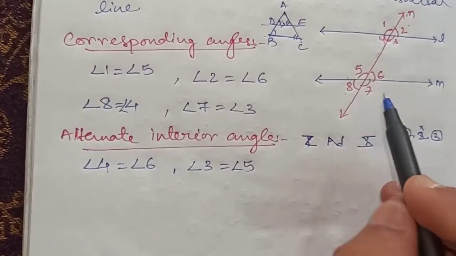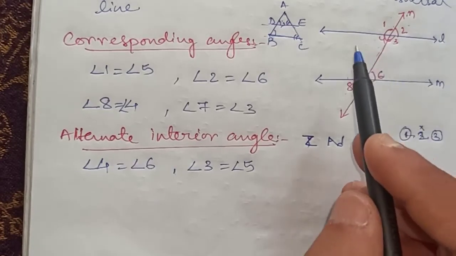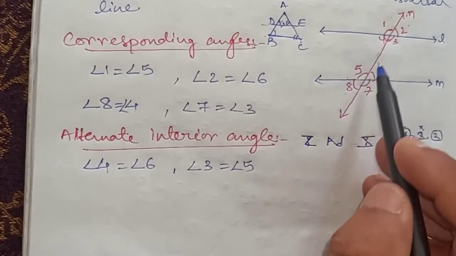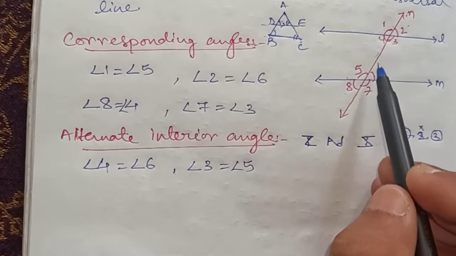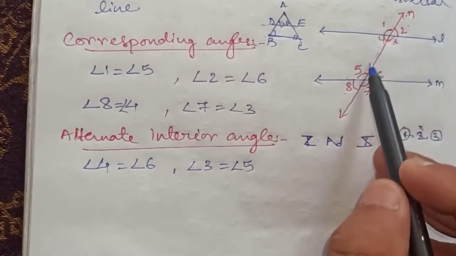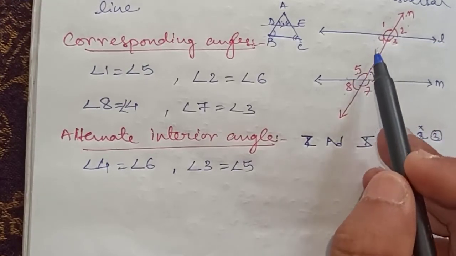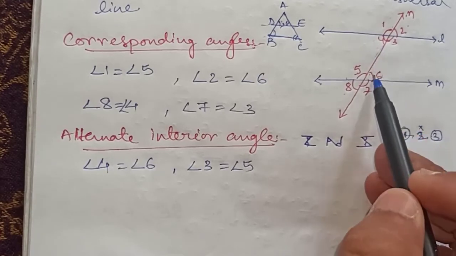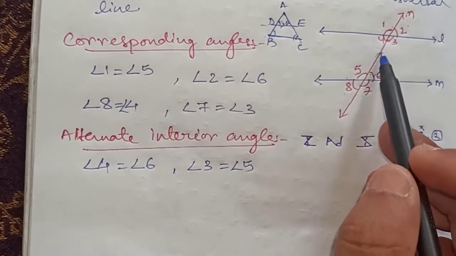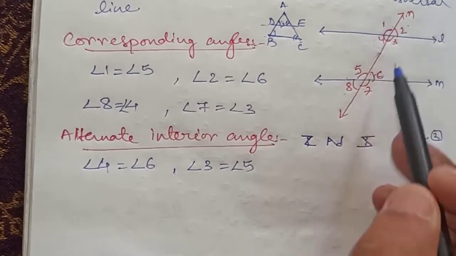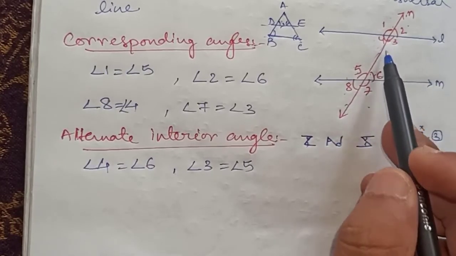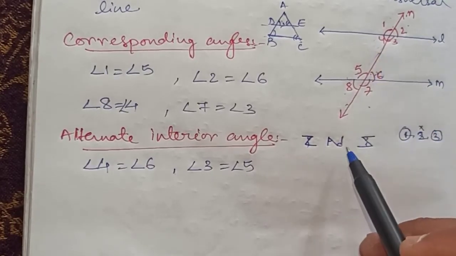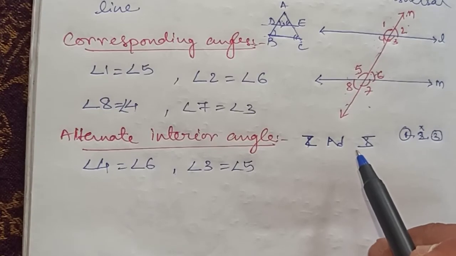But the best way to identify alternate interior angles in any figure is to find Z shapes, or a reverse Z shape. Those are alternate interior angles. So angle 3 equals angle 5 and angle 4 equals angle 6. Only alternate interior we are taking, not exterior. Exterior means outside angles. Getting? Interior means inside angles. So Z shape or N shape angles are alternate interior angles.